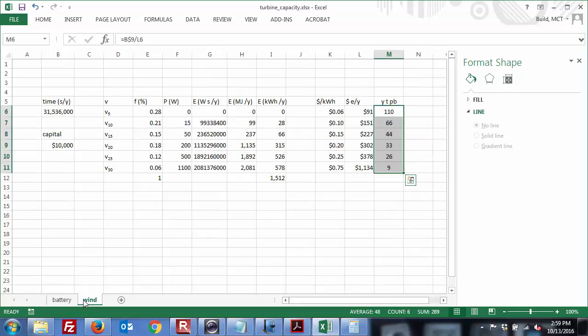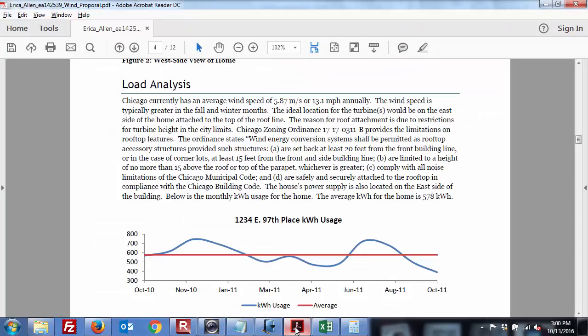Then we did a wind payback analysis. And this is what your customer is going to look at to say, hey, am I going to buy this technology or not? And we whipped that whole thing up in 20 or 30 minutes. So this entire spreadsheet could go into your report. So let's get back to the report.